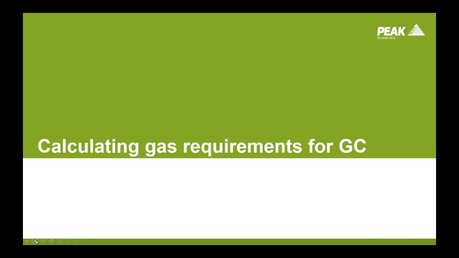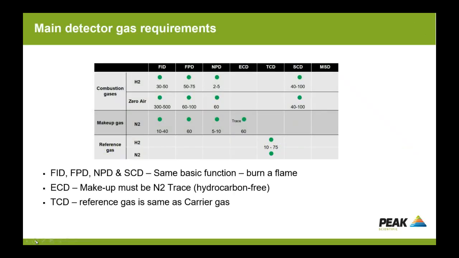Okay, so that section really looked at the benefits of generators compared to cylinder and dewar supply. Now we will look at some of the steps that you may want to look at in calculating the requirements of gas for your GC. So the table at the top of the slide shows the most common detectors that we see associated with GC. Of course, there are other detectors that you may be using, but this probably covers the vast majority that we find in most labs.